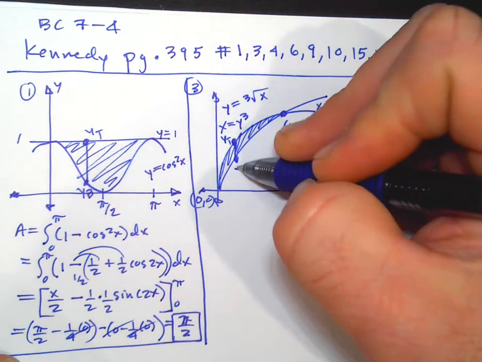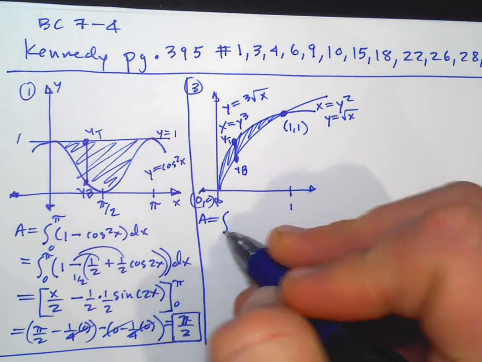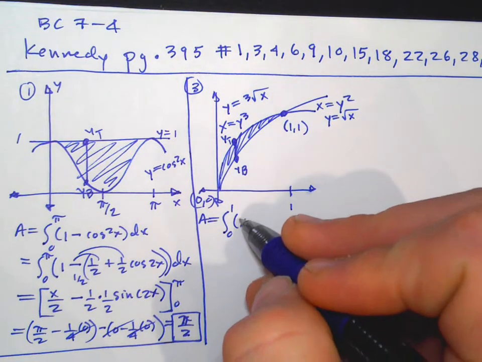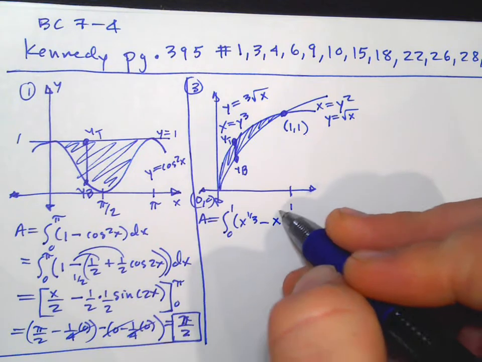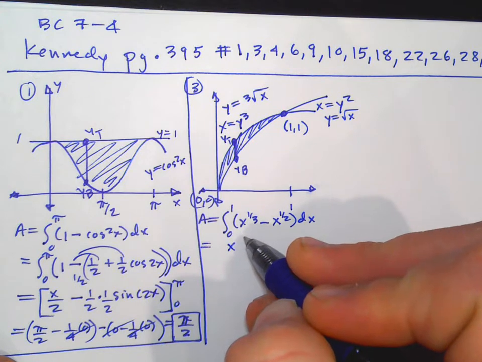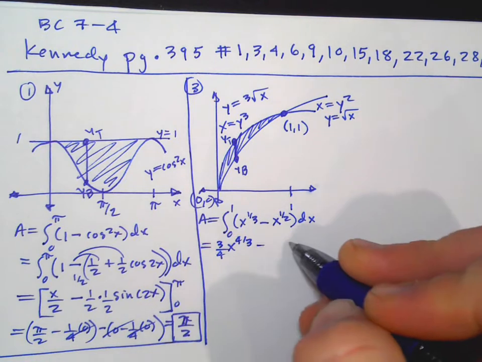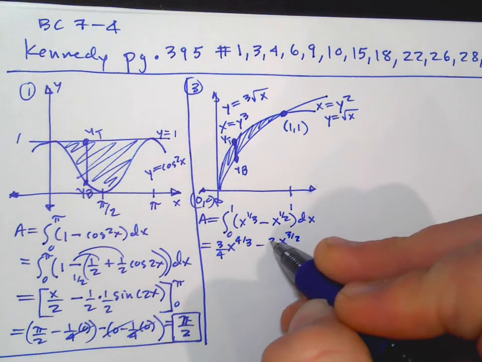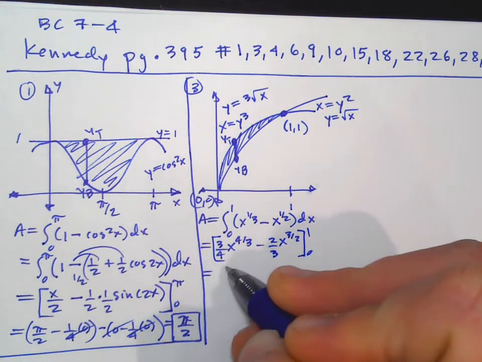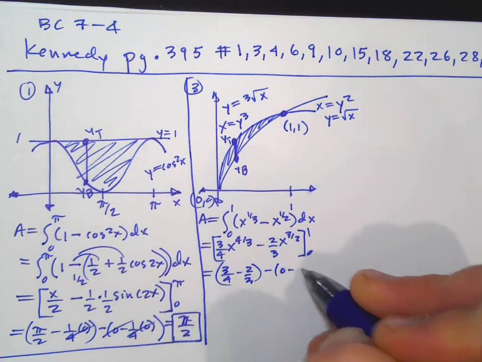Y top minus y bottom, vertical slices. The area is going to be the integral from 0 to 1. Y top is the cube root of x, x to 1/3. Y bottom is the square root of x, x to 1/2, dx. So it's going to be x to the add 1. So it's going to be 4/3, 3/4 minus x to the 3/2, divided by the new exponent, multiplied by the reciprocal, 0 to 1. So you're going to get 3/4 minus 2/3 minus 0 minus 0.